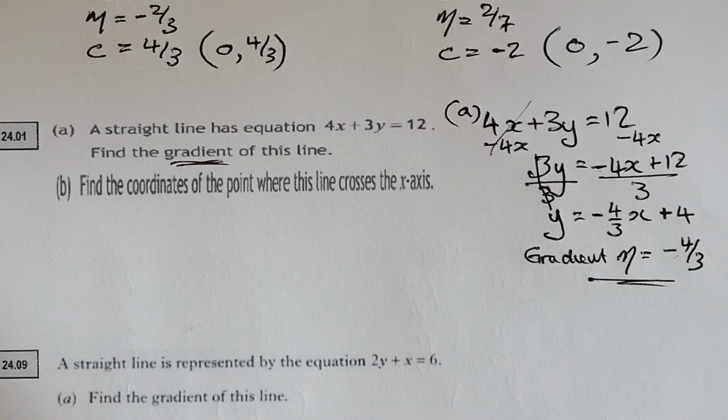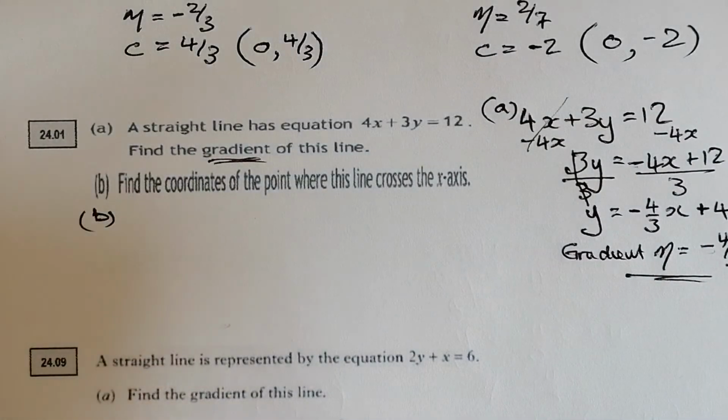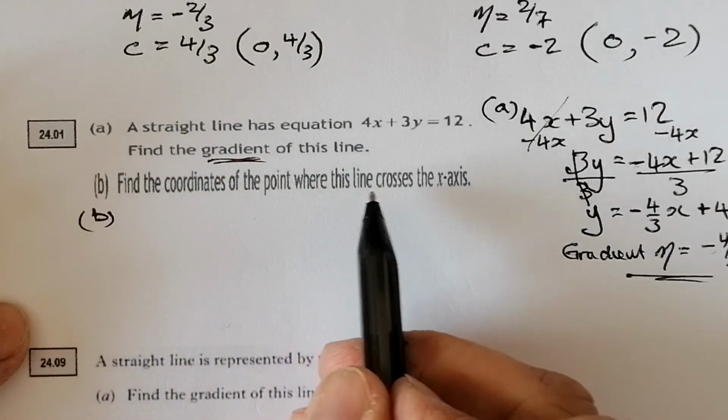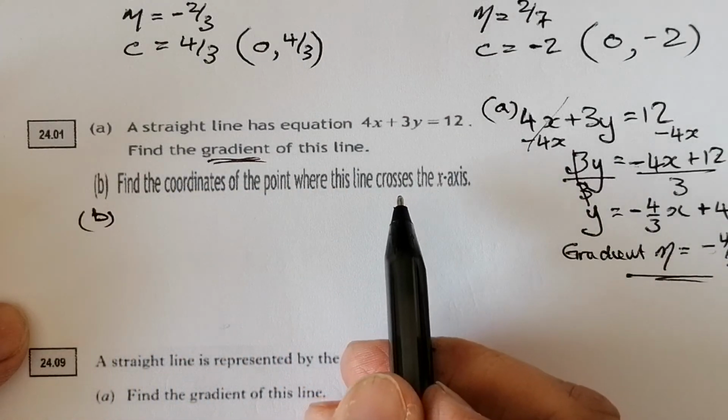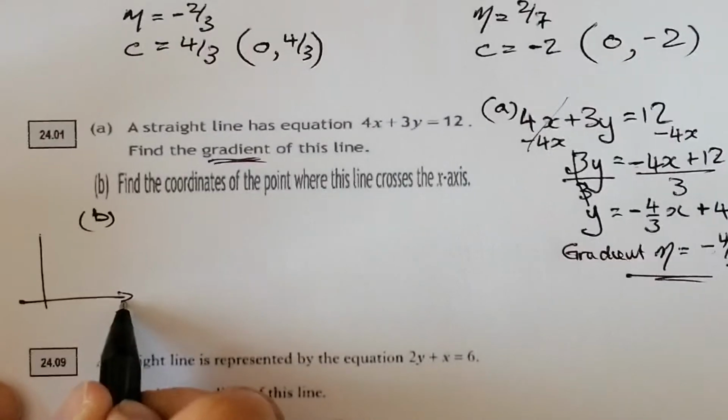Okay, so for part B, I don't think we've done very much of this, but for part B, what we're going to do is we're going to try and find out where the coordinates, where the point crosses the x-axis. So the axis that we're talking about, remember, is the axis that's horizontal.